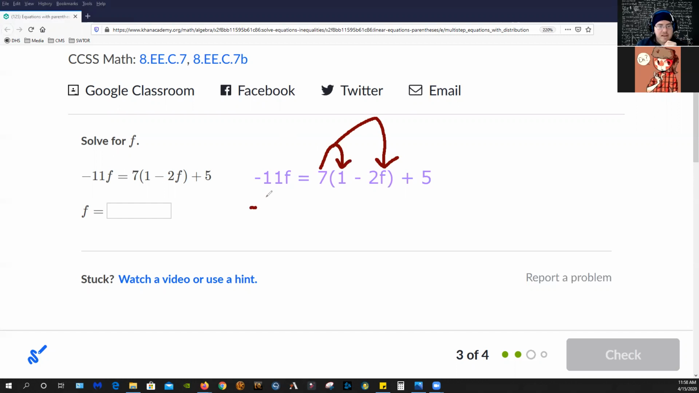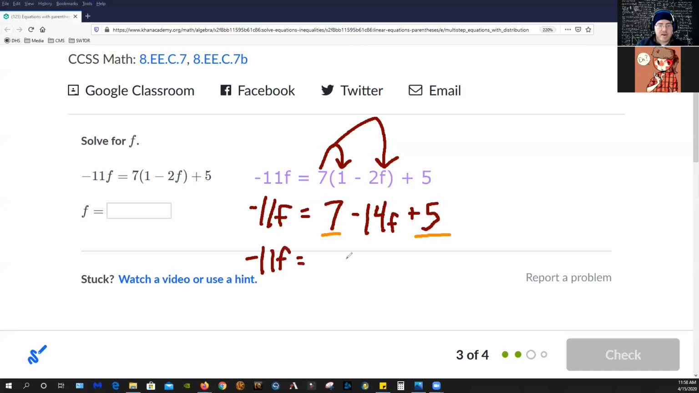This is the extra step added on to what we were just doing. So the negative 11F just has to wait a second. 7 times 1 is 7. 7 times negative 2F would be negative 14F. And then we still have this plus 5 on the end. Once we've done that, what you're staring at is just like the last lesson; all they did was add on the parentheses step. So I'm going to combine my terms. I have a 7 and a positive 5. I still have negative 11F on this side of the equation. Nothing's changed for that one. But 7 plus 5 is 12, so that's the same as having 12 minus 14F.